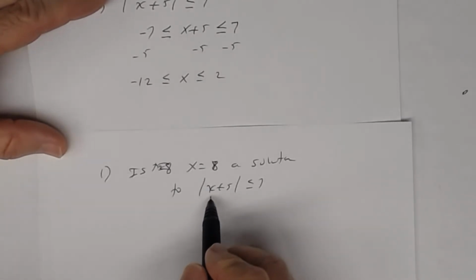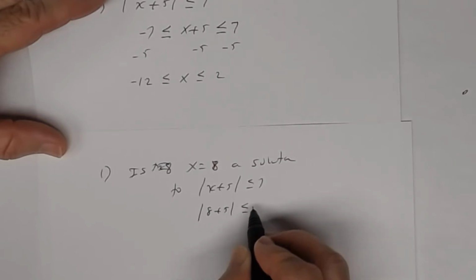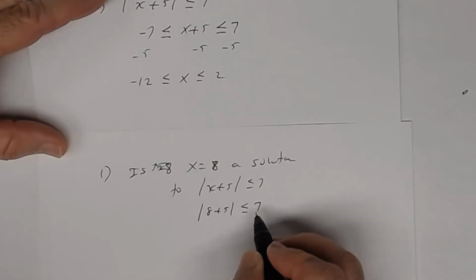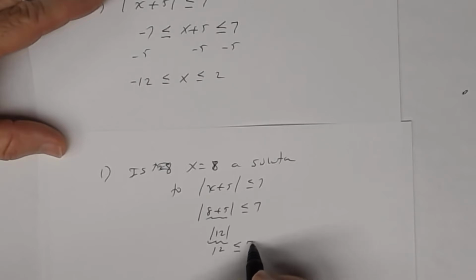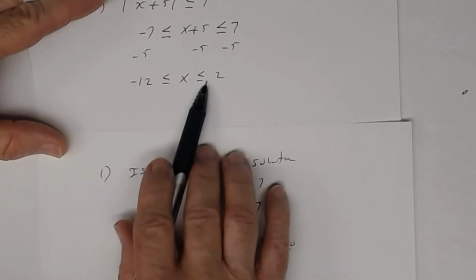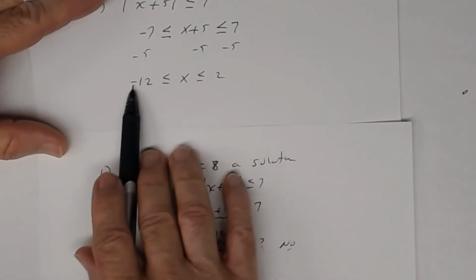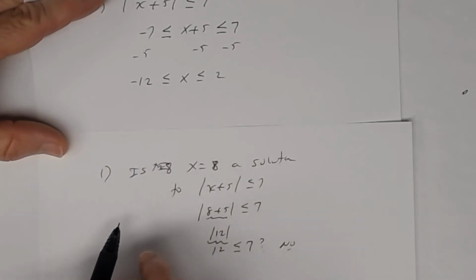So let's see why. If I substitute 8 in here, I get the absolute value of 8 plus 5, and I want to see if that's less than or equal to 7. Well, 8 plus 5 is 12. And what's the absolute value of 12? Well, the absolute value of 12 is 12, and is 12 less than or equal to 7? And the answer is no. So that's why you don't see it in here. But any real number, decimals, fractions, rational numbers, irrational numbers that's in here will be a solution.